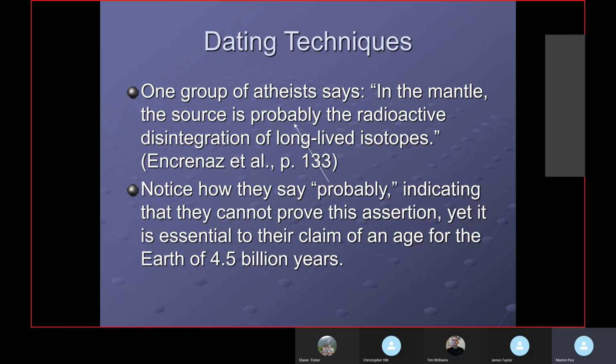In the beginning, God created the heavens and the earth. And see, we don't have to worry with it as Christians because we know God did it. Notice how they say probably, indicating that they cannot prove this assertion, yet it is essential to their claim that the age of the earth is 4.5 billion years old.